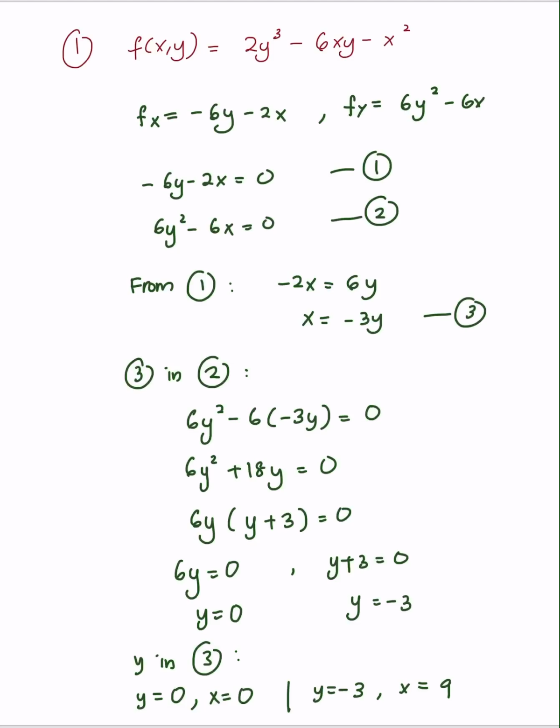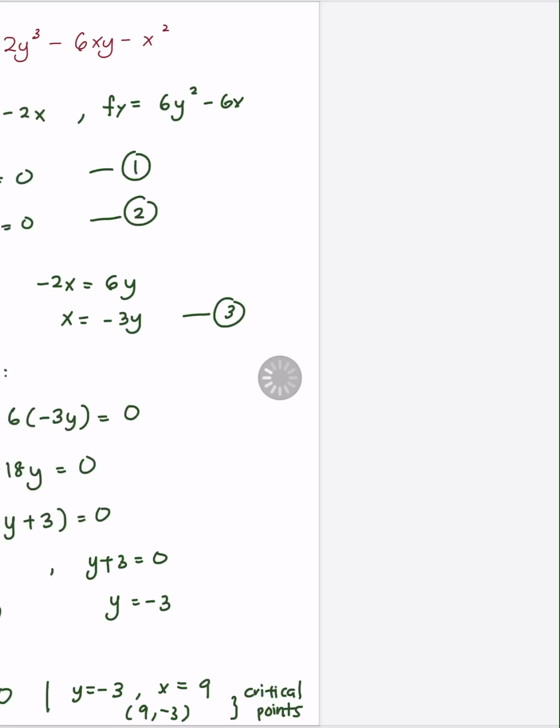So now we already have 2 points, which are (0, 0) and (9, -3). These are the critical points. So we have 2 critical points: (0, 0) and (9, -3).